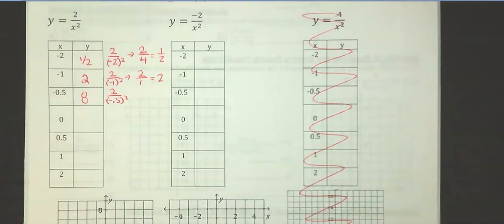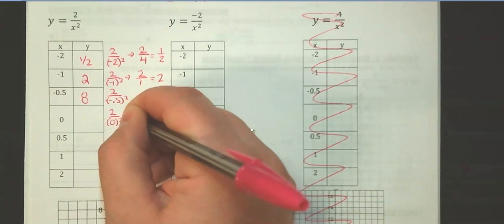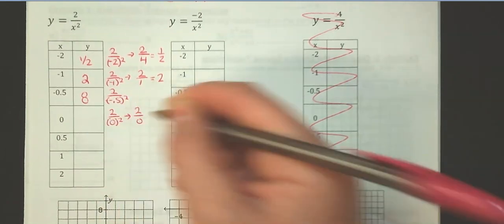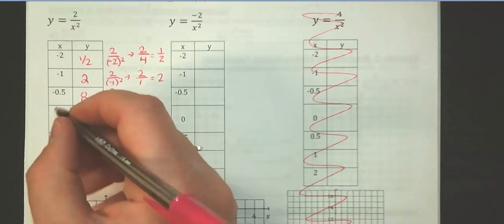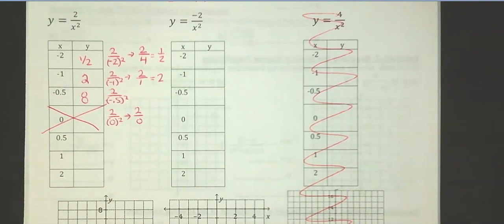Now, just like yesterday, if I plug in 0, if I square 0, it's still 0, and that's still a problem child. You cannot divide by 0, right? It's illegal. Math doesn't like it. Your calculator will tell you it's an error. So you cannot divide by 0. So that's going to be our asymptote here, just like yesterday.